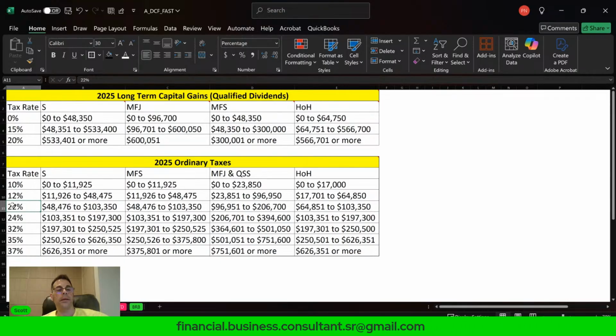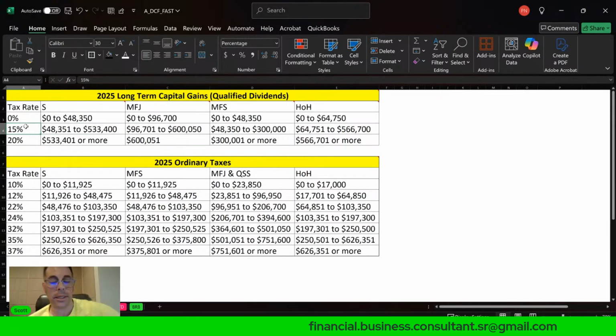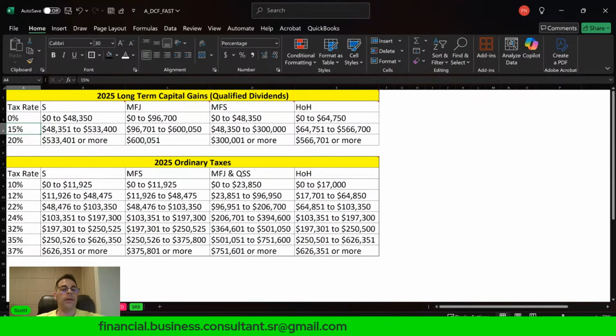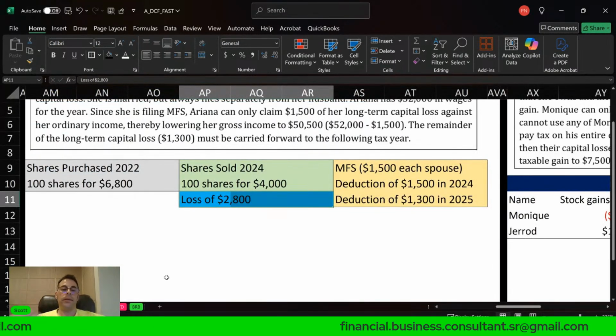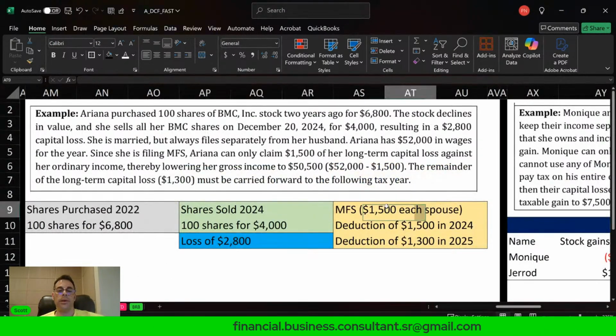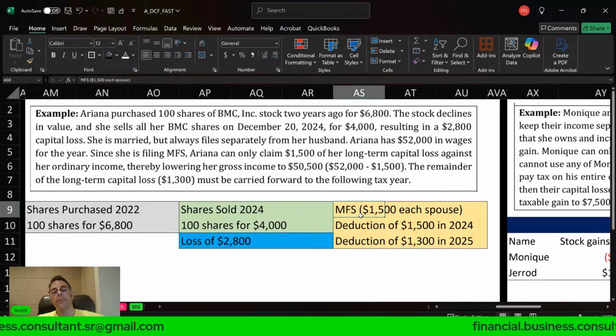You'd rather be taxed on long-term capital gains because if you made $50,000 or $70,000 long-term, it's only 15%. So you always want to reduce the taxes on ordinary income, but there's a limit to it. Only $1,500 per spouse. If you're single, it's $3,000.